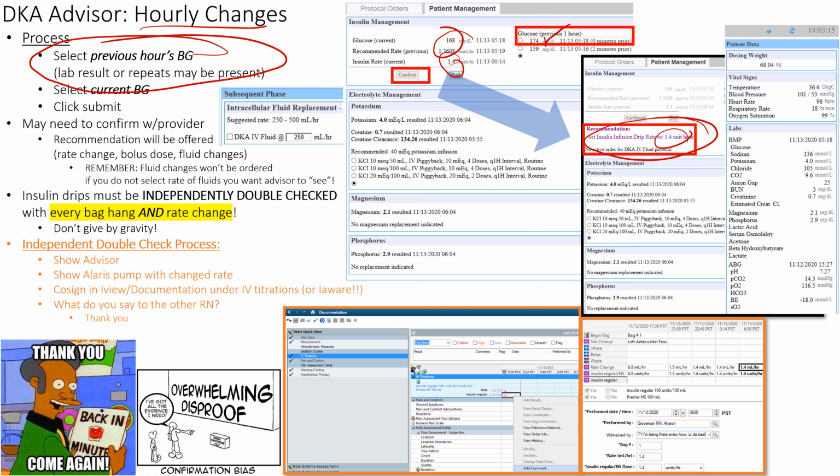So once you do that, you click submit, it's going to give you a recommendation, and then you have to show this recommendation to another person. Why do you have to show it to another person? Because it's an independent double check, right? So it's independently double checked, meaning that the other person needs to see the advisor, right? They can't just trust you like a pinky promise, it's 1.4. Promise me, don't you know, you don't trust me, bro?